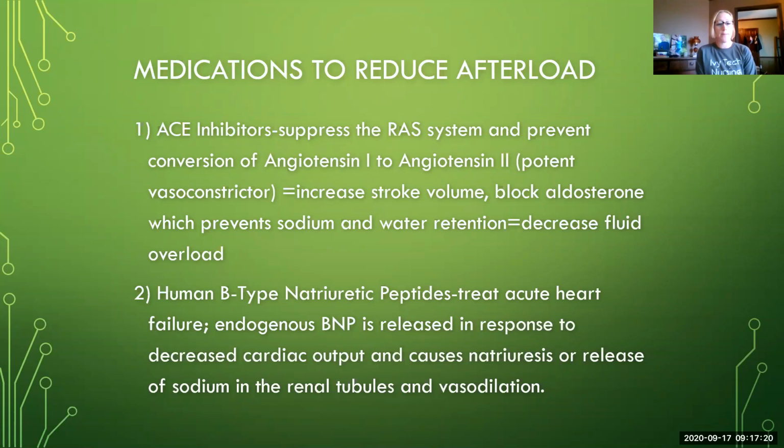And then we have our BNP, our human B-type natriuretic peptides. So this helps treat acute heart failure, and is generally used in acute cases. It's IV, and endogenous BNP is released in response to that decreased cardiac output and causes natriuresis. So what these medications do is help cause a diuretic effect without it being a true diuretic.